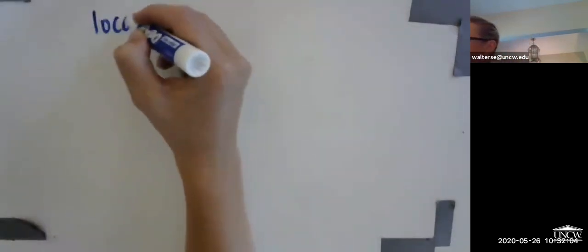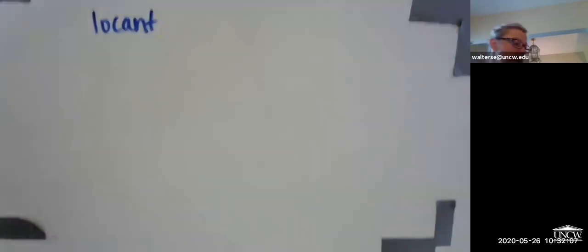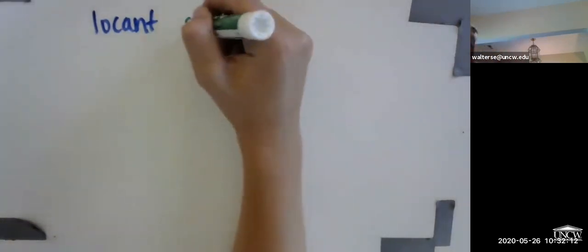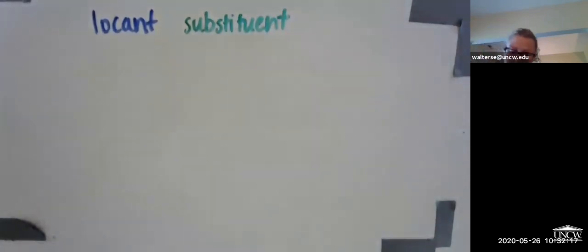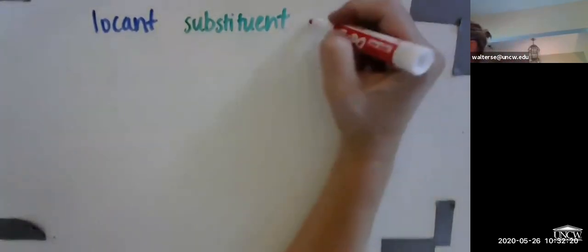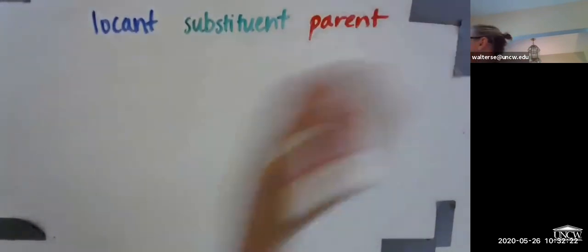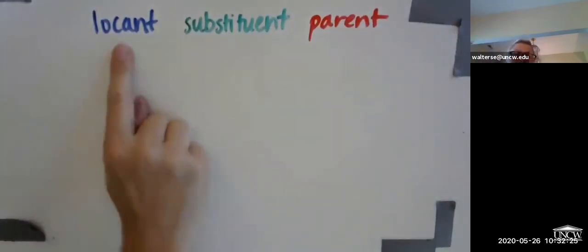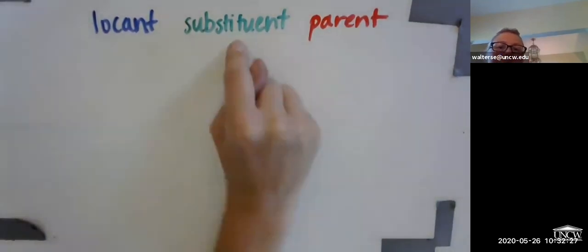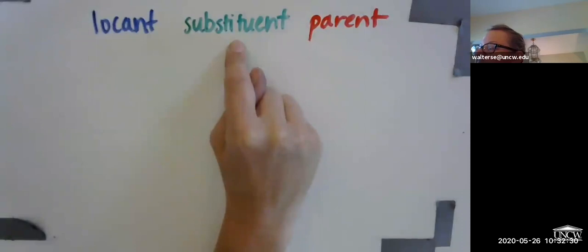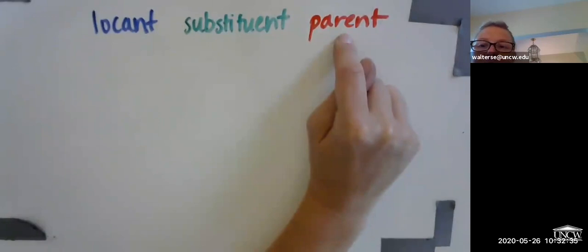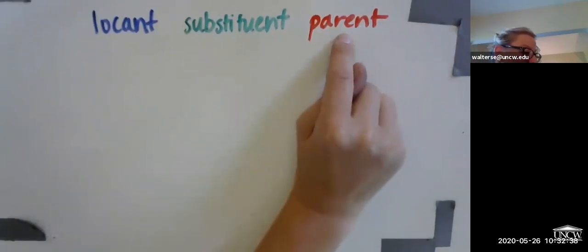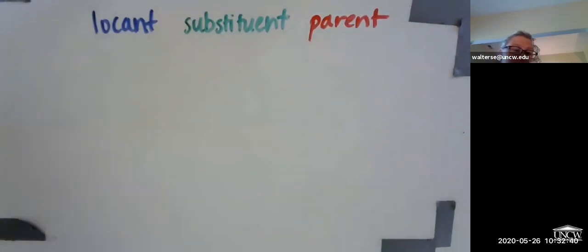Okay, so we're going to break this up into pieces, and what you end up with is called a locant. Then you have a substituent. And then you have a parent. A locant is a number. A substituent is something that is bonded to the parent, and the parent is the longest continuous chain in the molecule. So this is what you start with, your parent.